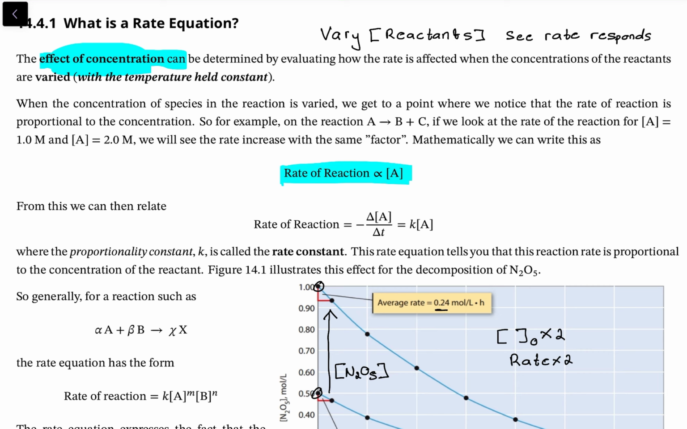of our reaction and the concentration of our reactants. And we write that down mathematically using this symbol to say the rate of our reaction is proportional to the concentration of our reacting species. So for the general reaction, A gives B plus C, you can say that the rate is proportional to the concentration of the reactant A. Okay, so that's what you see happens.